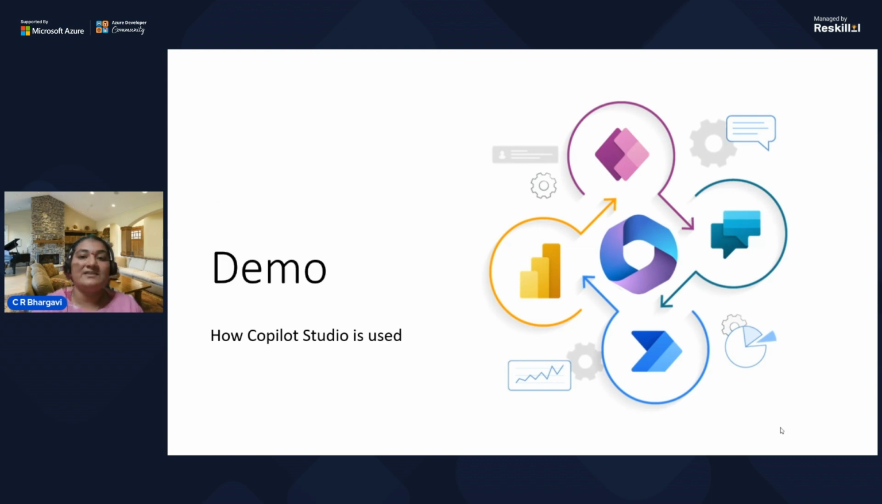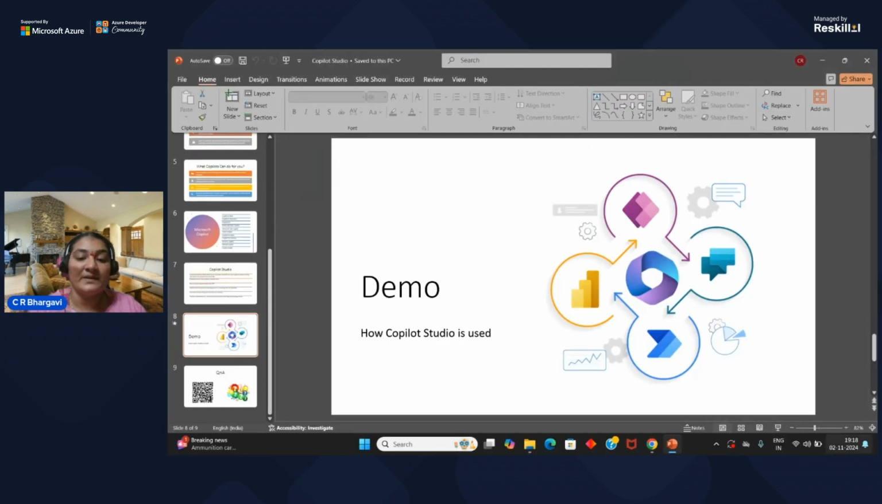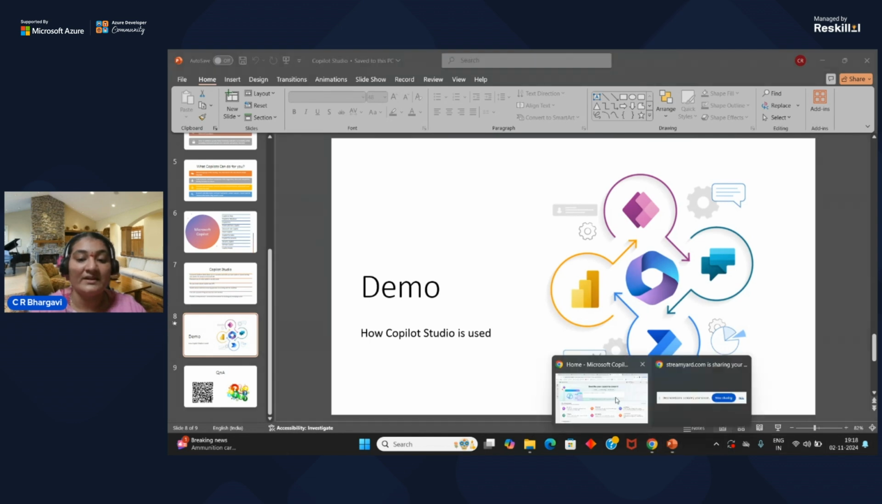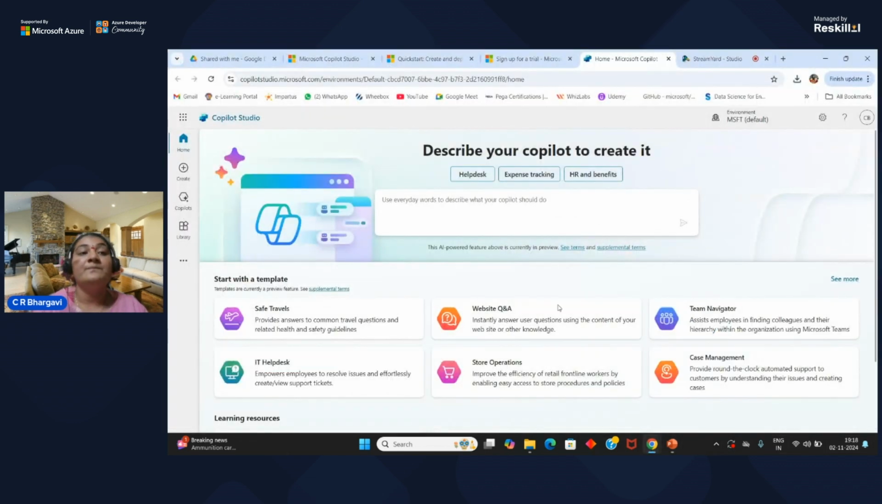This is all about the theory part, as I was telling you earlier, Asan. I will be covering more on the demo part, so I'm going back to the demo. How do you log in to Copilot Studio? Go to copilotstudio.microsoft.com. Once you log in, you see the home screen.